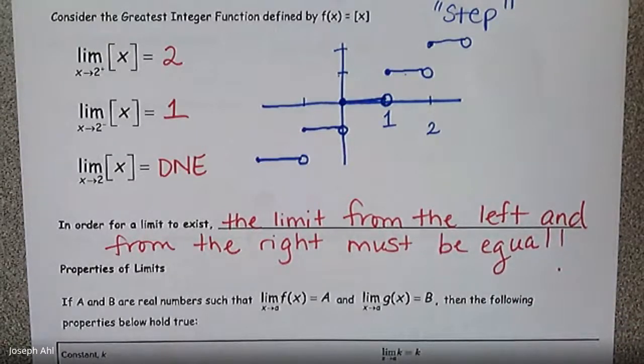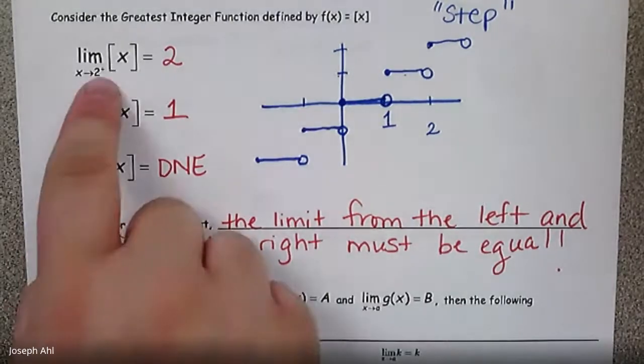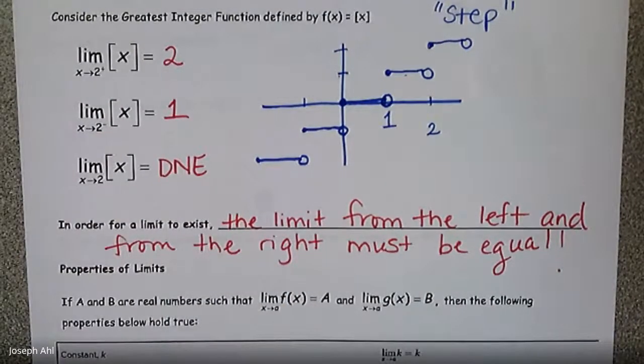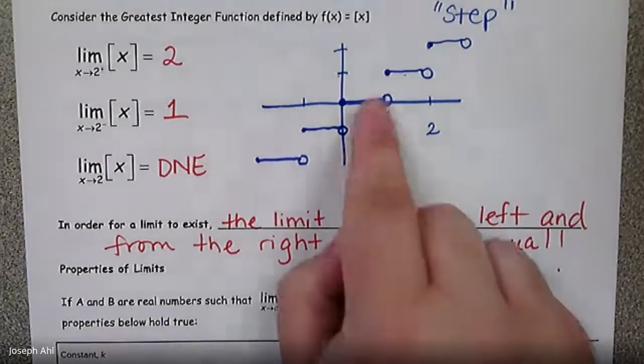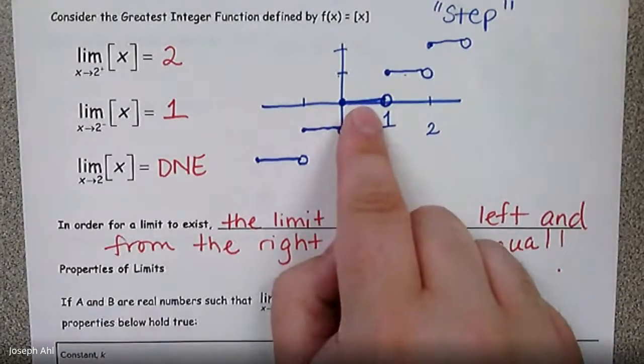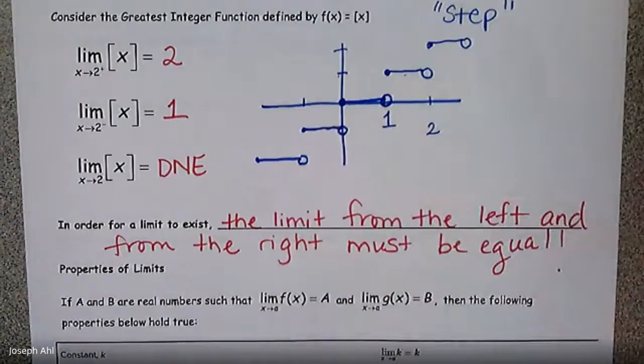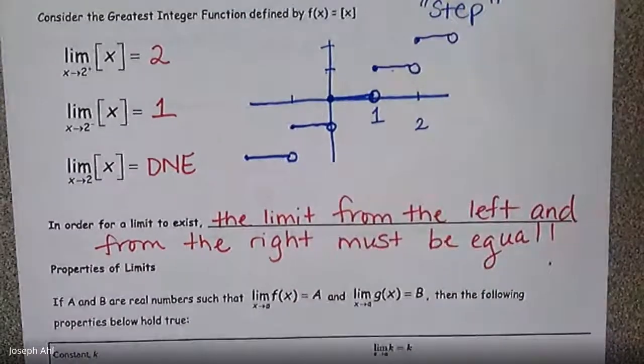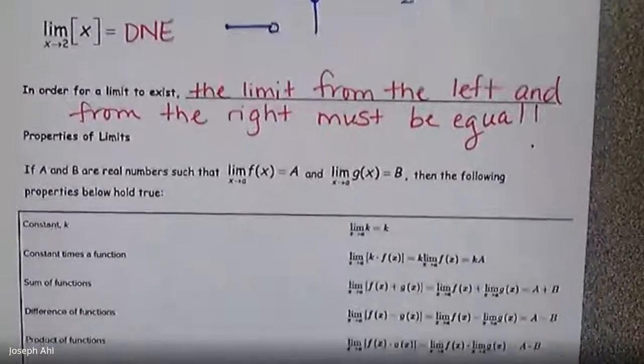Okay, so for the greatest integer function, you'll find that the limit will not exist at any integer values. It will exist at non-integer values because as I, let's say, wanted to get close to 0.5. Well, as I approach 0.5 from the left and the right, we're getting closer and closer to 0, so that's fine. But at any integer, you're always going to be off a step from the left and the right-hand sides, so we'll find that those limits do not exist.